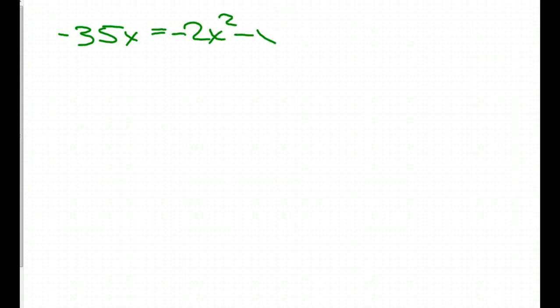Okay. So, that brings us to this one. Negative 35x equals 2x squared. Let's make that a negative. Minus x cubed. Minus x.